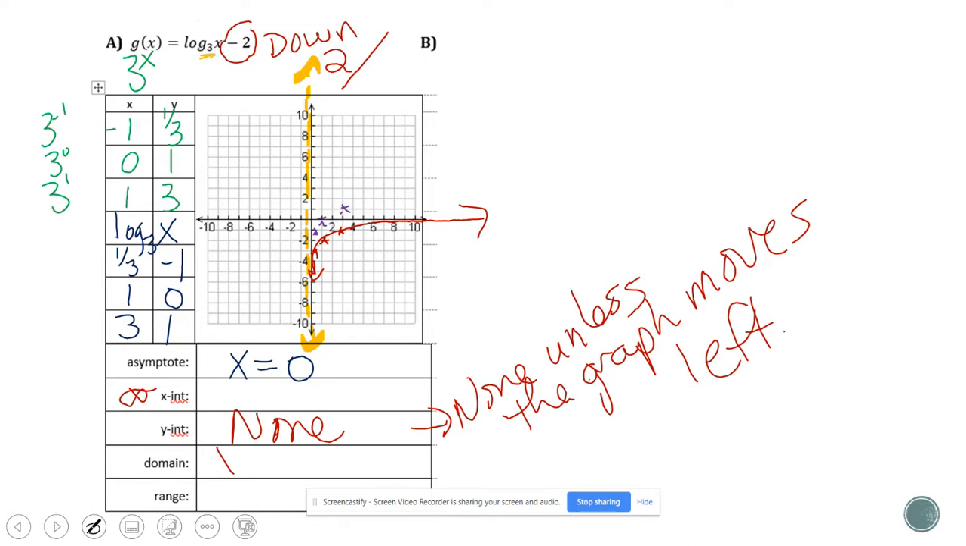Domain, x is greater than 0. Our asymptote is 0, and our graph is going to the right, which is positive, so it's bigger than 0. And then our range, negative infinity, y, positive infinity. And again, leave some space for end behavior. We'll talk about end behavior in class.